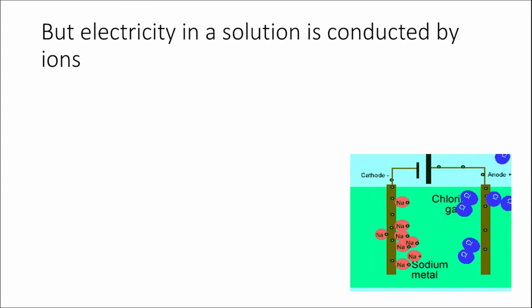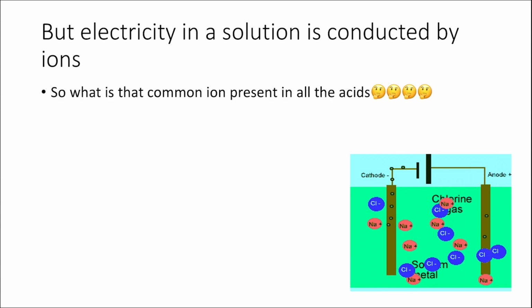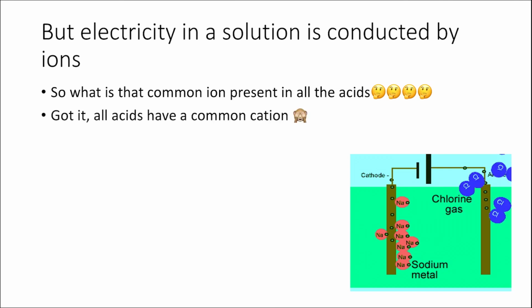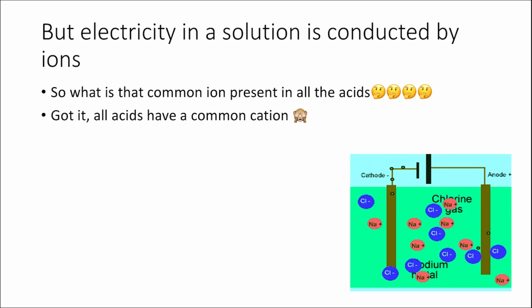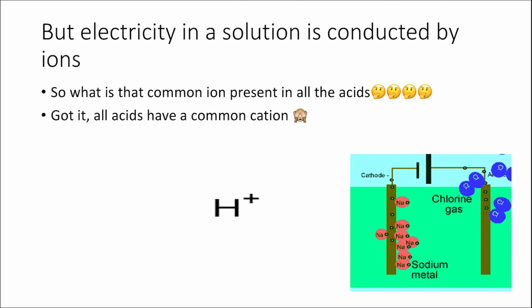So if acids and bases also conduct electricity, they also must have some ions present in them. So what is that common ion that is present in all the acids? I think you've guessed it right. All acids have a common cation. Which one is that? So we all know that all acids have got H+ ion in them.